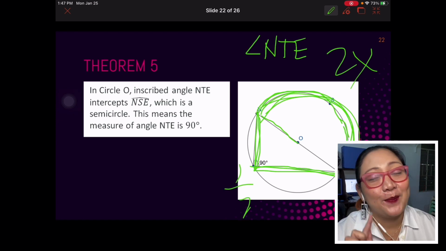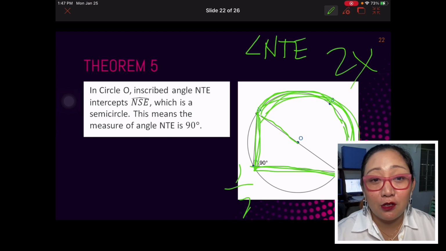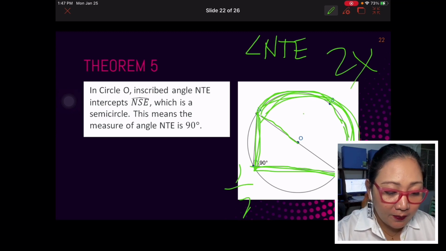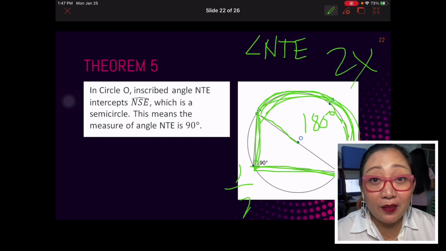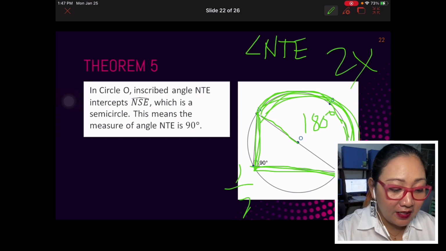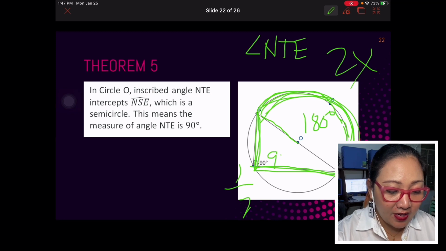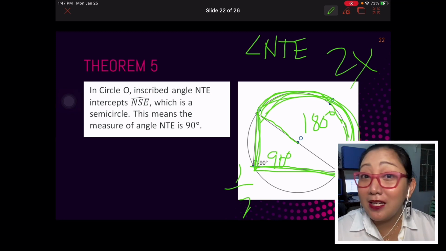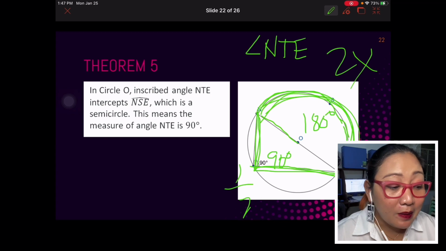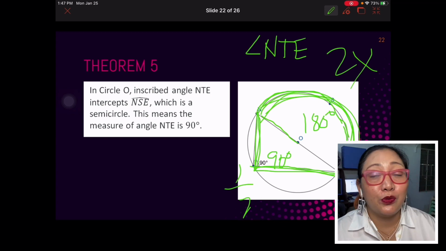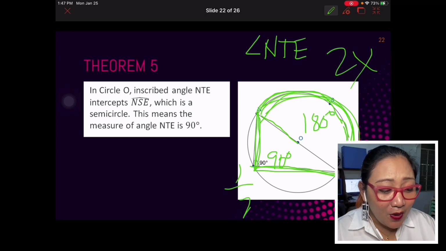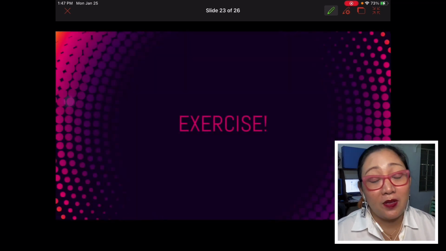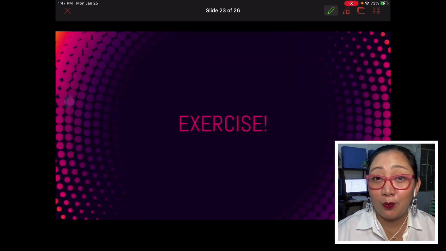At since ang ating degree measure ng semicircle is 180 degrees, kapag kinuha natin ang kalahati niyan, ano ba kalahati ng 180? Diba 90? So, 90 degrees ang ating inscribed angle. Okay? So, madali lang siyang i-prove. Pero dahil may theorem tayo, you don't need to prove or say it like this. Okay? So, yan lamang po ang ating mga theorems. We have theorem number 1 until theorem number 5.